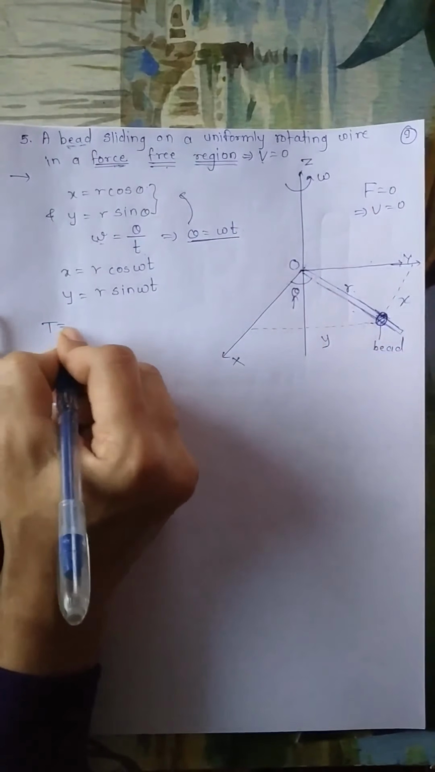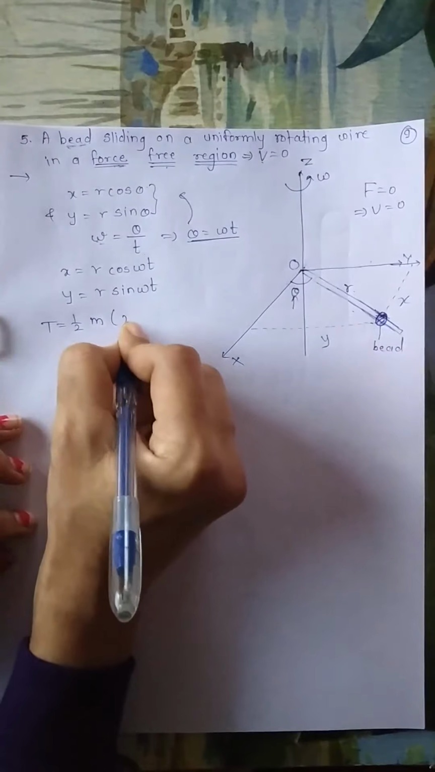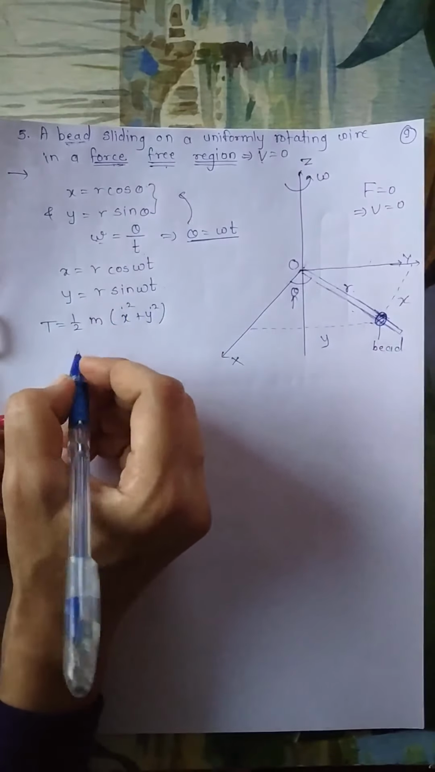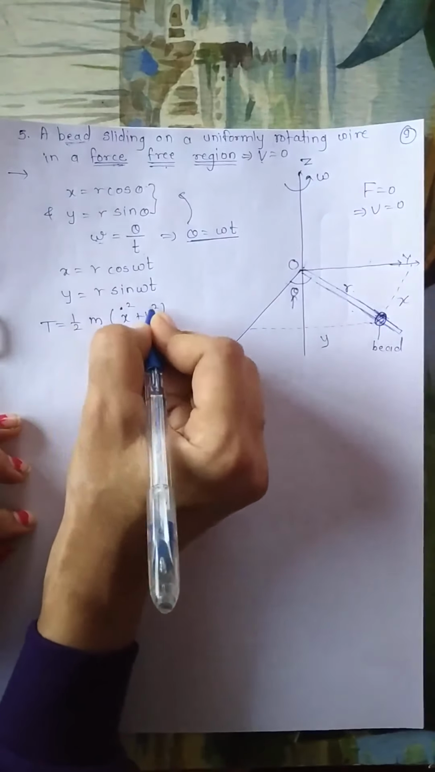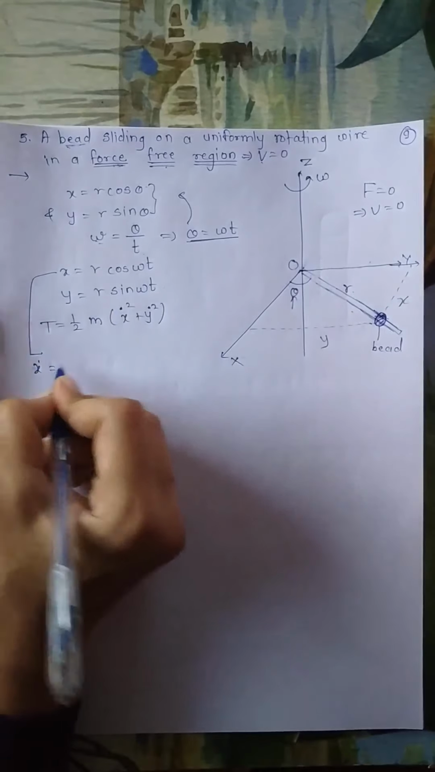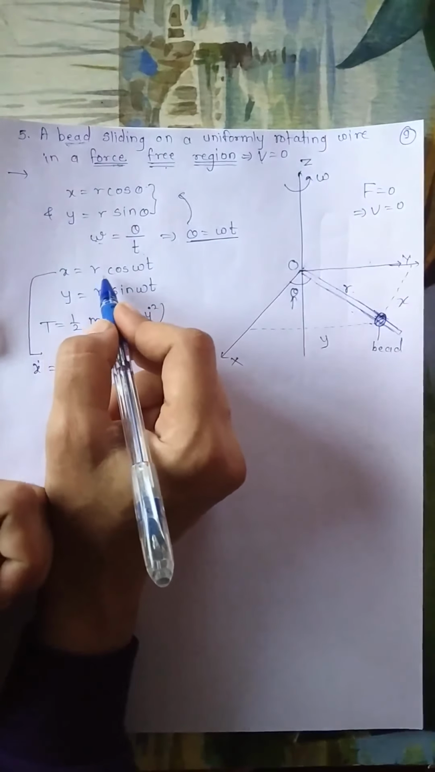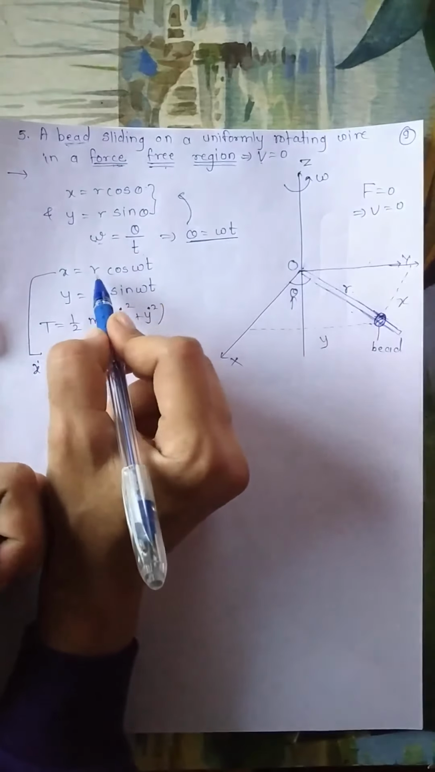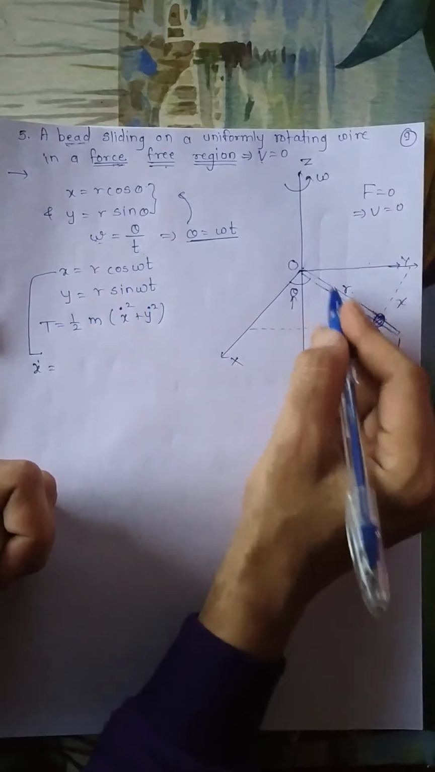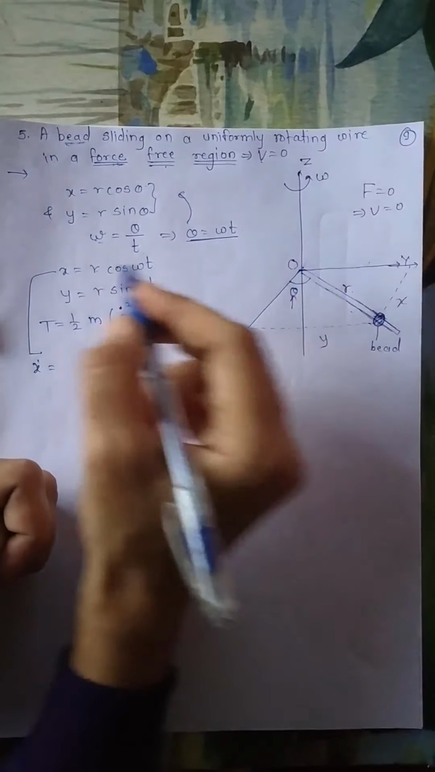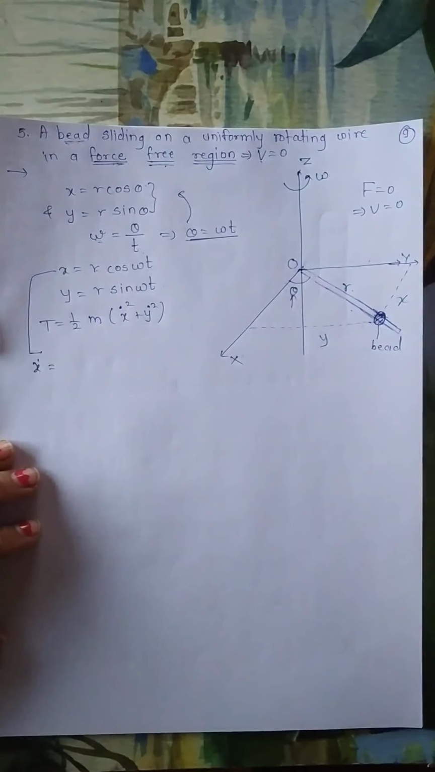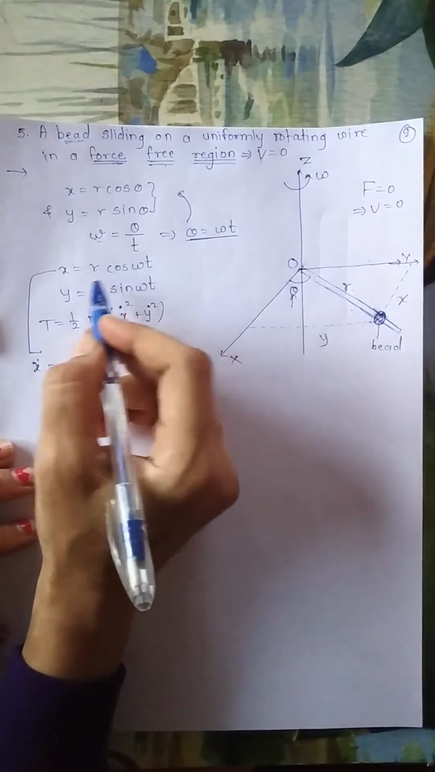So the kinetic energy is given by half m times x dot square plus y dot square. Now we will need to find x dot and y dot. So for x dot, there are two things which are varying here, r and t. With respect to time, the wire is rotating, changing its position, and r will also change. So I have to take this derivative by using the product rule.